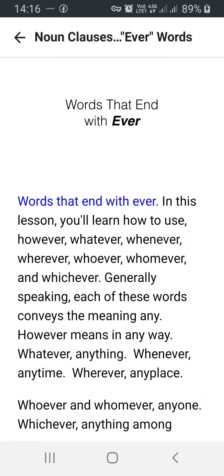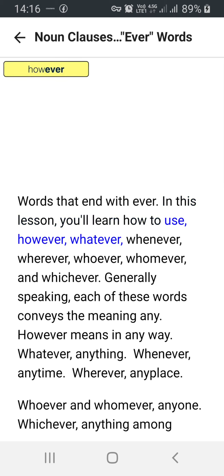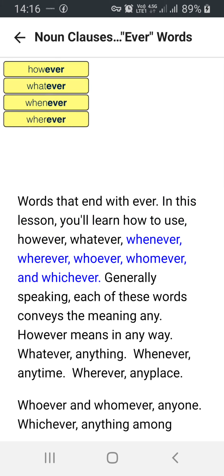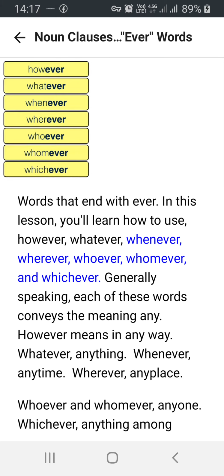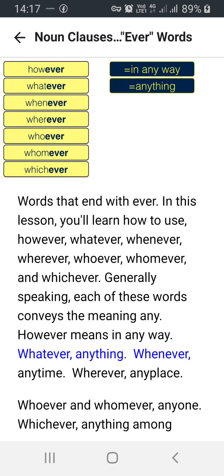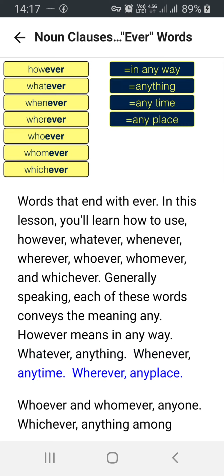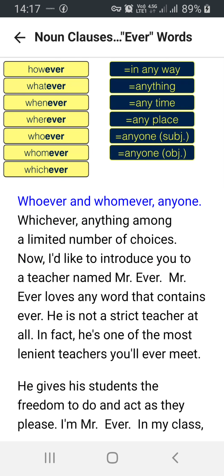Words that end with ever. In this lesson, you'll learn how to use however, whatever, whenever, wherever, whoever, whomever, and whichever. Generally speaking, each of these words conveys the meaning any. However means in any way; whatever, anything; whenever, any time; wherever, any place; whoever and whomever, anyone; and whichever, anything among a limited number of choices.